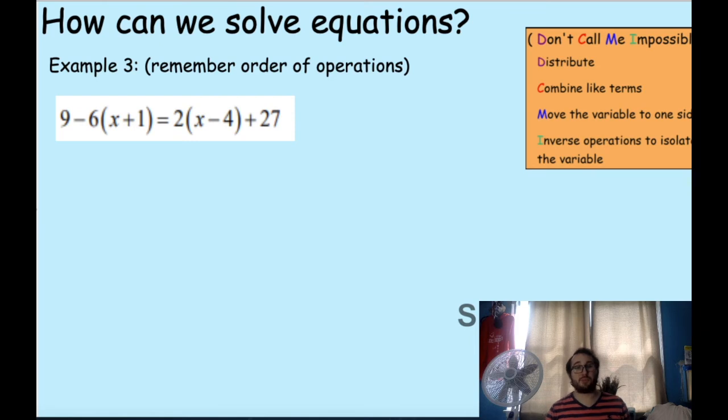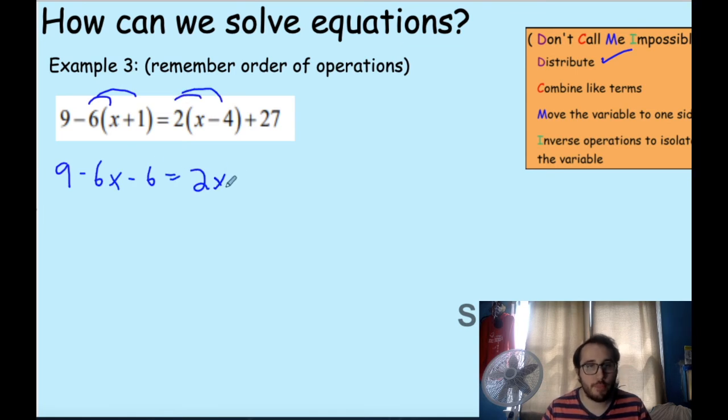So let's do another example. I encourage you, pause the video, do it on your own. First thing I'm going to do, I'm going to just use my don't call me impossible rules. I'm going to distribute. I see I have a -6. I can distribute that out. So I'm left with. Beautiful. Let's combine like terms.